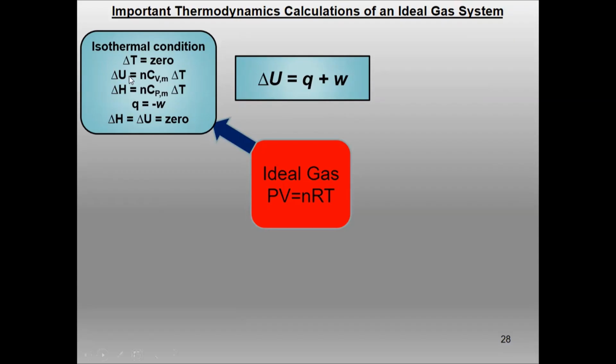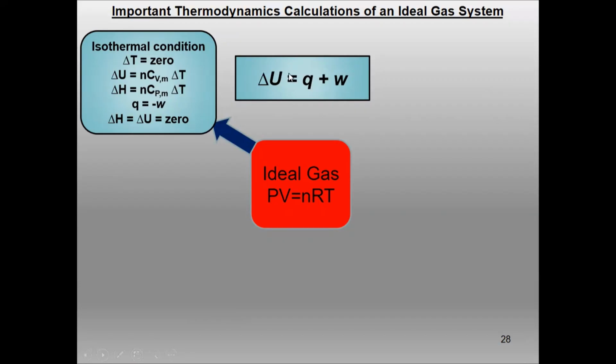And remember, I just mentioned to you the equation for delta U and delta H. Delta U is equal to nCvm delta T, and delta H equal nCpm delta T. So both of these are related to the temperature change. And if the temperature change is 0, there is no internal energy change, there is no enthalpy change. So both delta H and delta U will be 0. So this is a very important conclusion here. When you are working under isothermal condition, there will be no change in internal energy, neither will there be any change in the enthalpy because your delta T is 0.